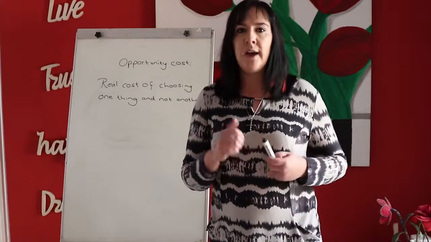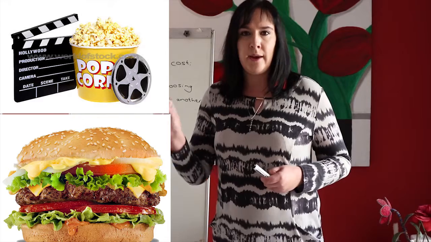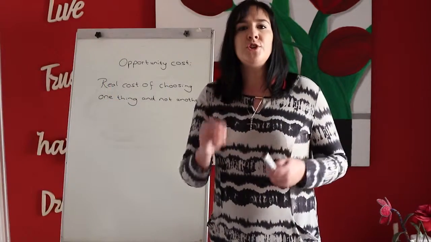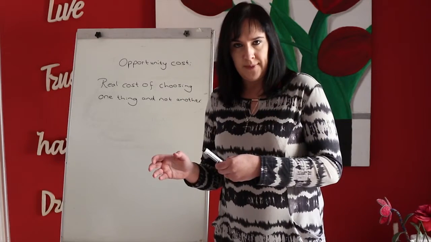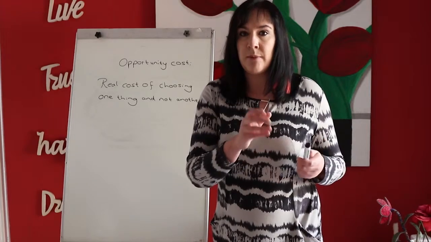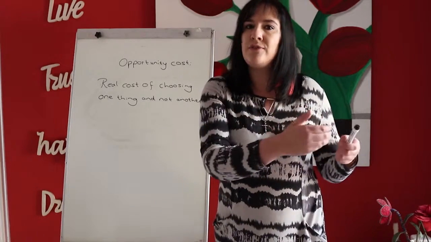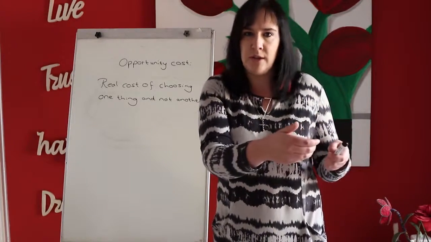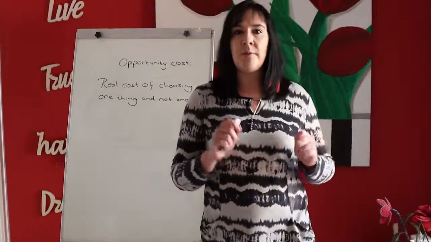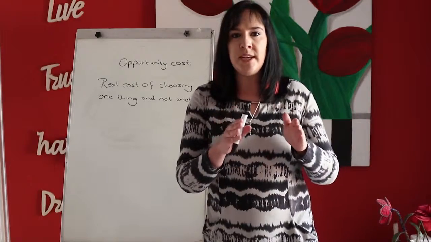So for example, I have 150 Rand and I can either go and watch a movie or buy a burger at a takeaway restaurant. So if I choose the burger, I am giving up the movie ticket, but I'm giving up the 150 Rand which I could have spent on the movie ticket. That is opportunity cost. Next time we are going to look at PPC curves.